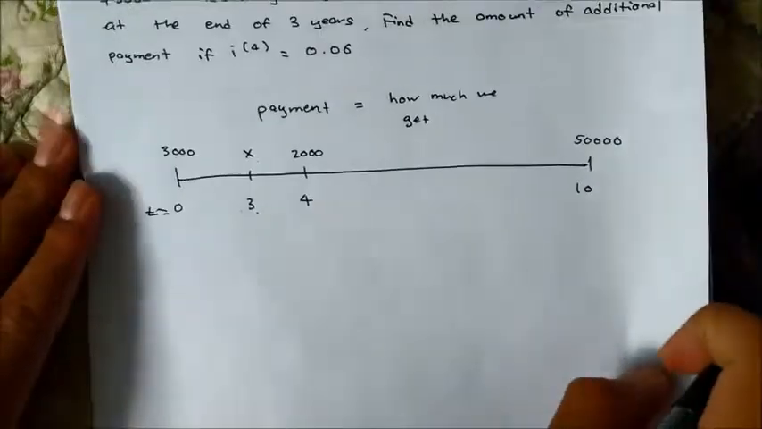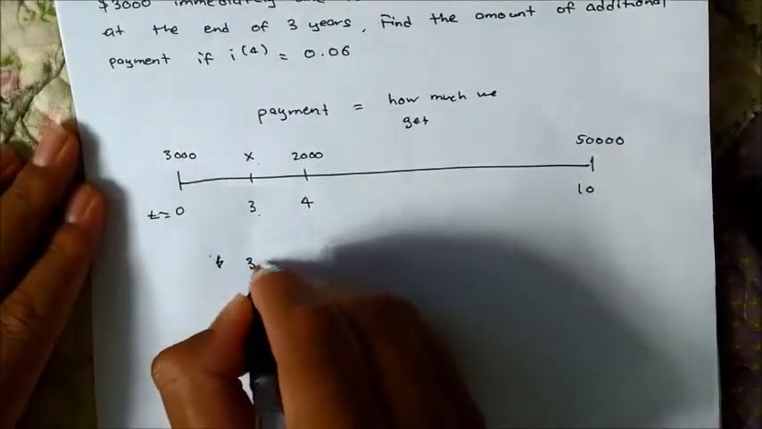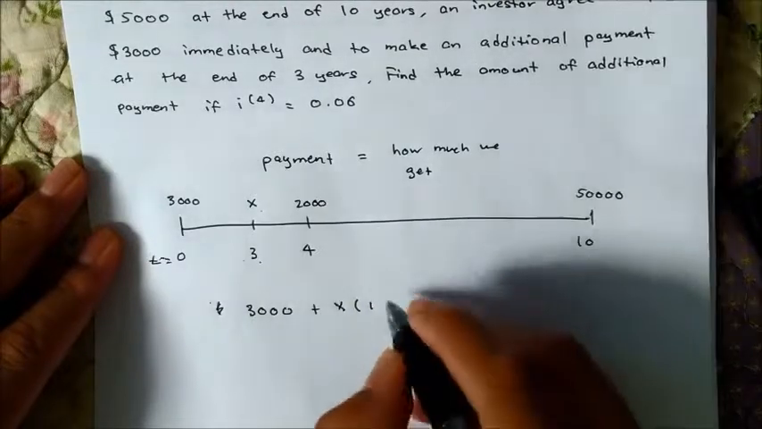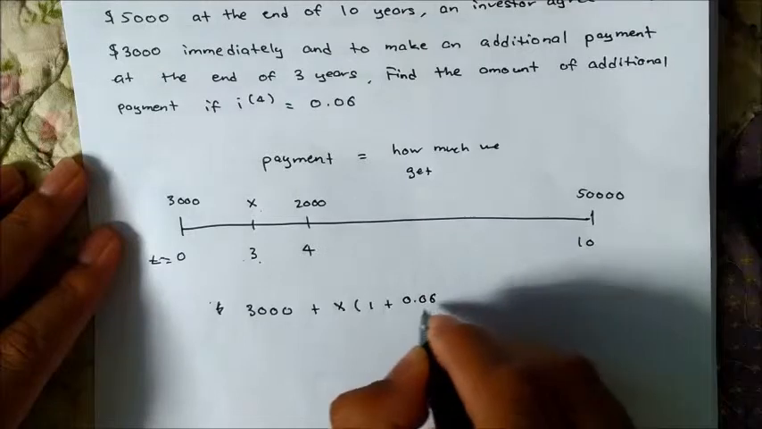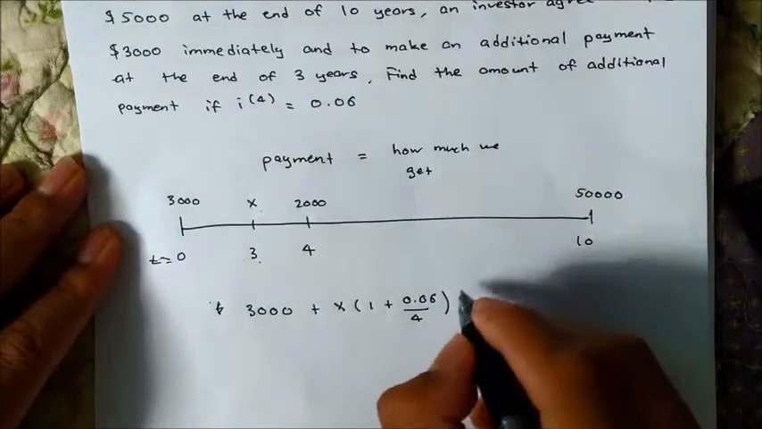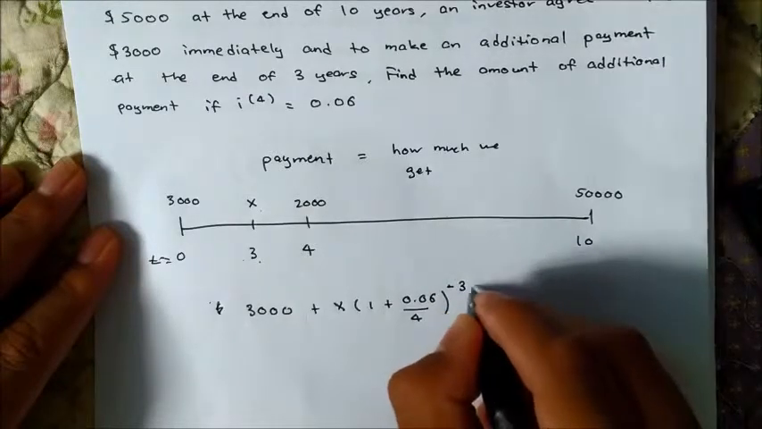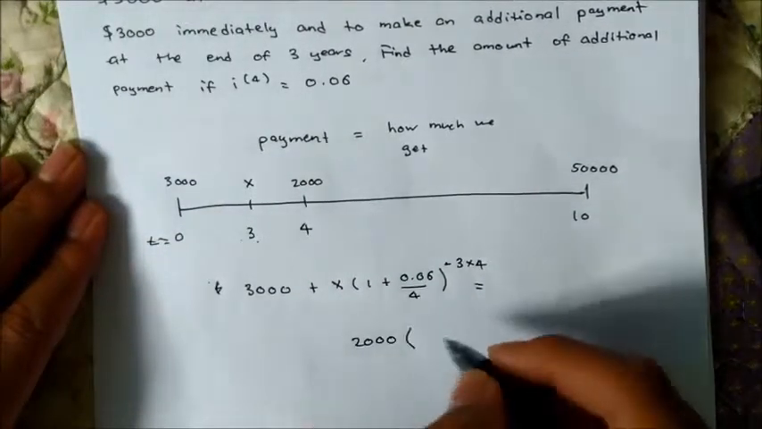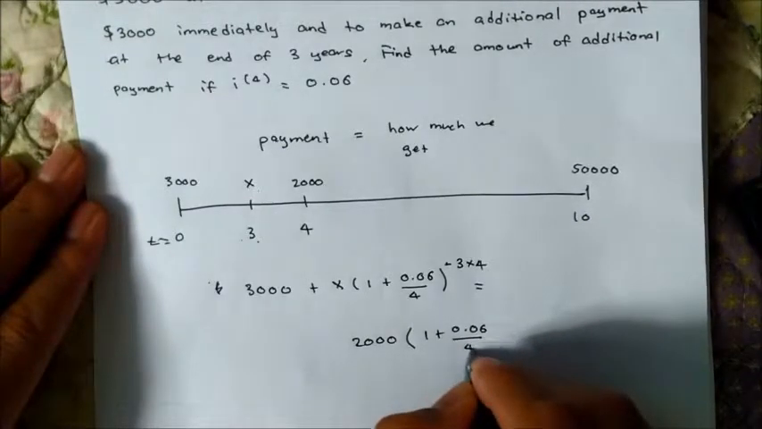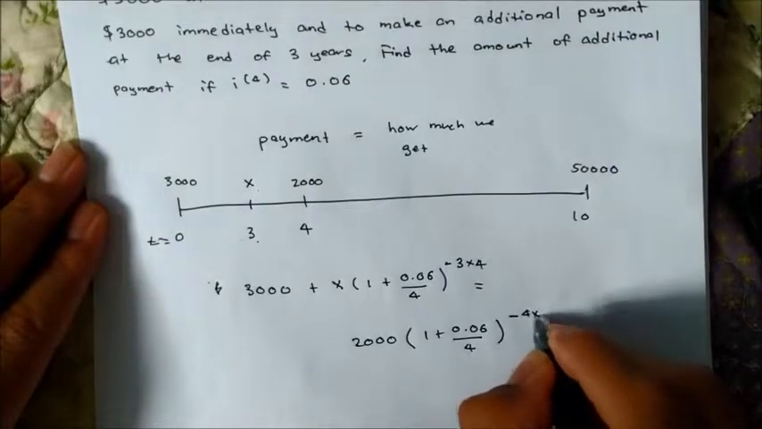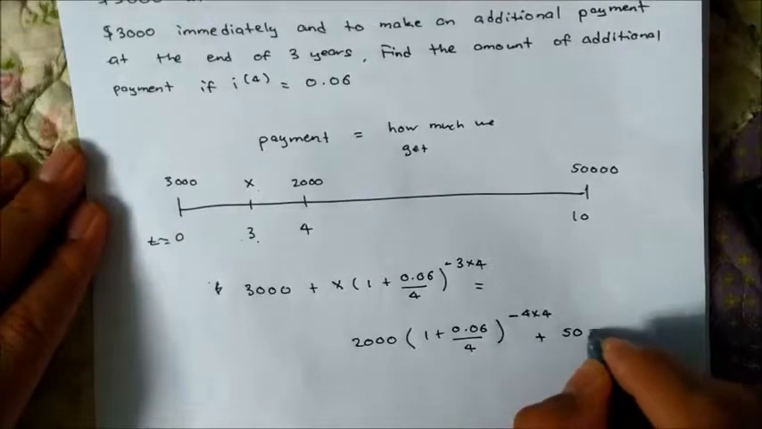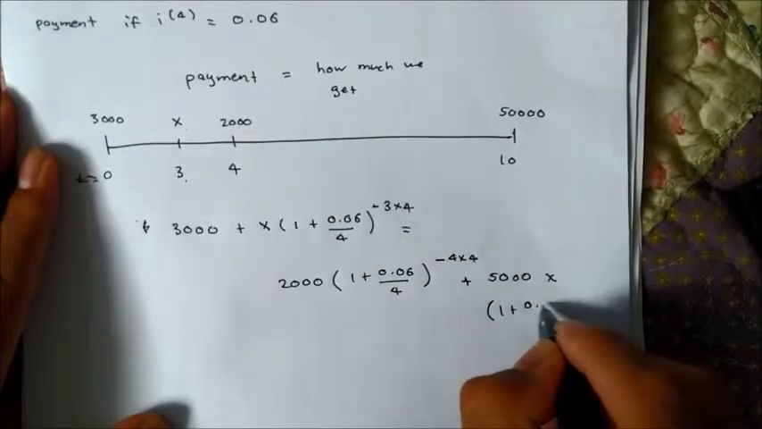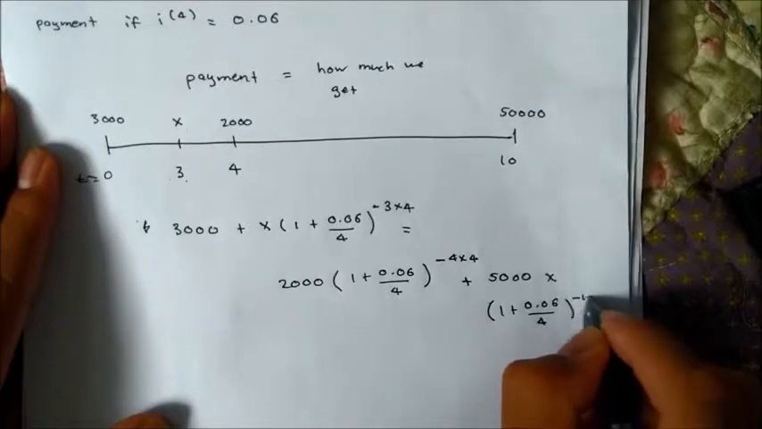So therefore, our equation will become 3,000 plus x times (1 plus 0.06 over 4) to the negative 3 times 4 equals 2000 times (1 plus 0.06 over 4) to the negative 4 times 4, plus 5000 times (1 plus 0.06 over 4) to the power of negative 10 times 4.